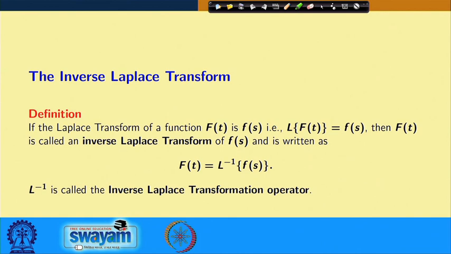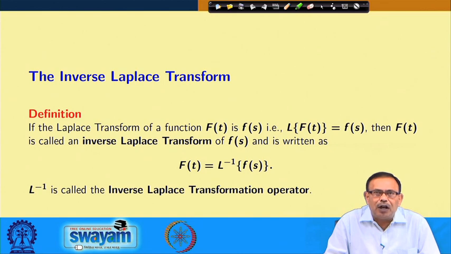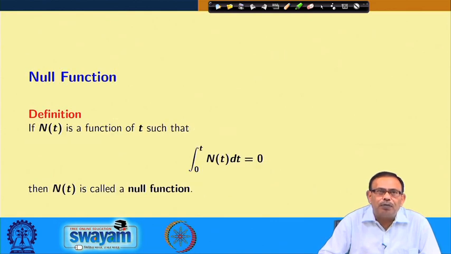The inverse Laplace transform, the definition is, if the Laplace transform of a function f(t) is F(s), that is, Laplace transform of f(t) equals F(s), then f(t) is called the inverse Laplace transform of F(s) and is written as f(t) equals L inverse F(s). So, for any function f(t), if F(s) is the Laplace transform, then the inverse Laplace transform of F(s) is denoted by f(t), and it is written as f(t) equals L inverse F(s), where L inverse is called the inverse Laplace transform operator.